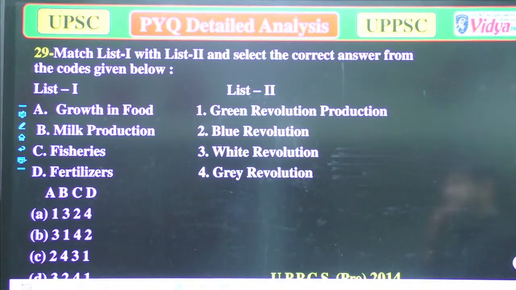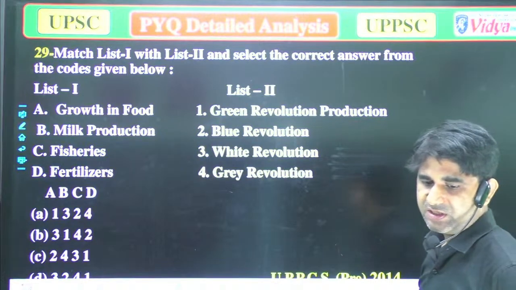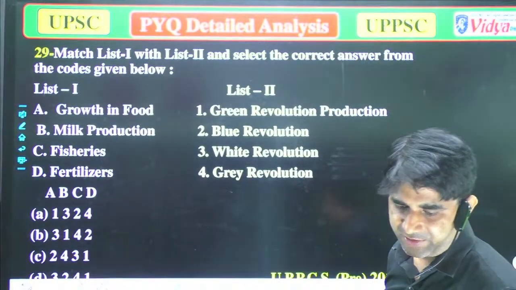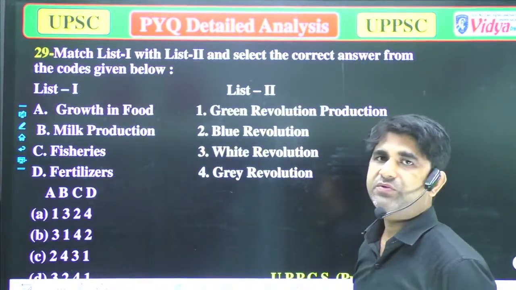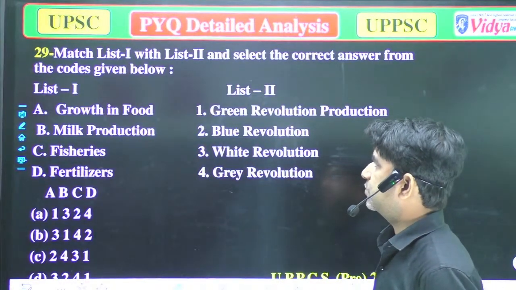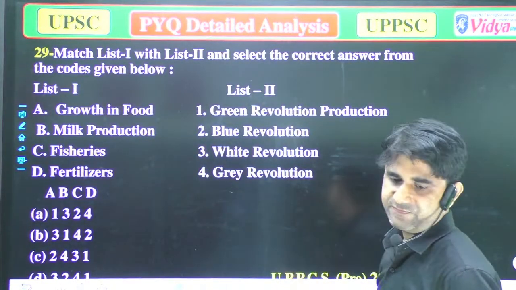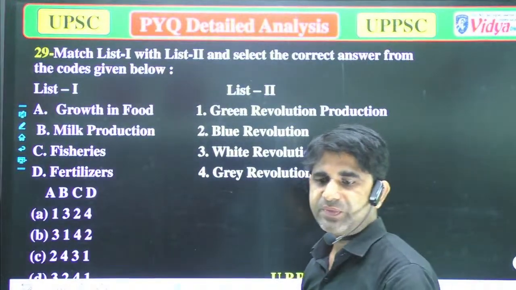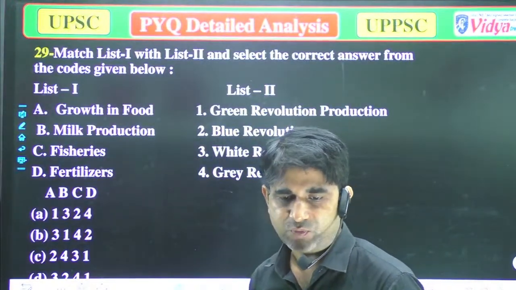Our next question is, match list first with list second, and select the correct answers from the codes given below. We have to correlate list 1 and list 2 and find which of the following options is correct. These are the growth in foods. This is list second. Anyone who is live, please try to attend these questions properly.